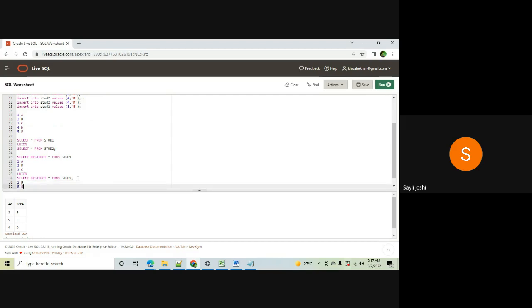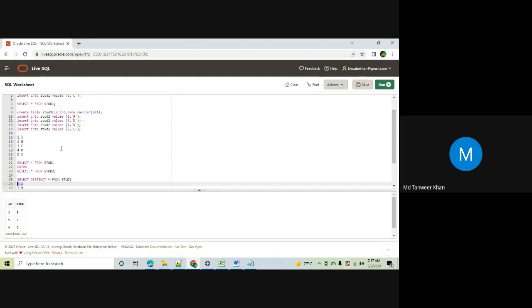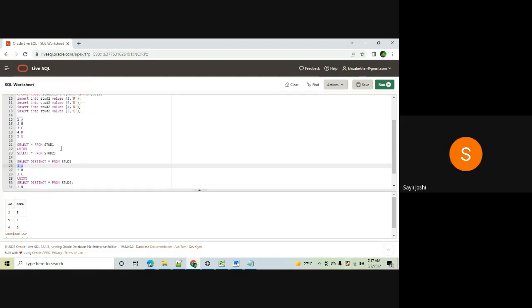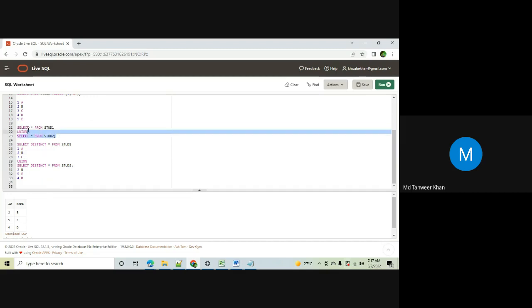From student 2 as well, the 1A row will also be picked, right? From student 1, I have taken 1A. At this point, has it applied the union operator? No, I'm not applying the union operator now. I'm just telling you that we are executing this query.